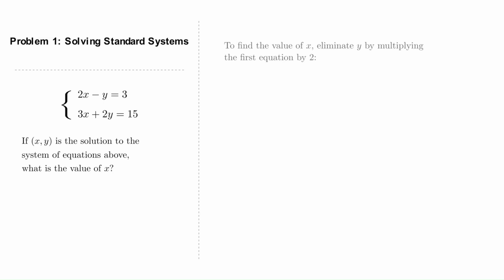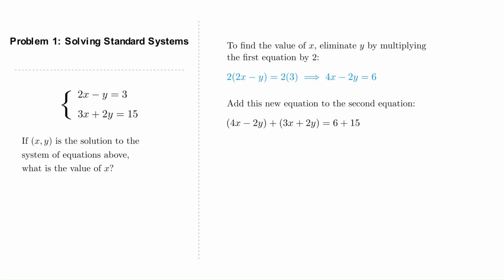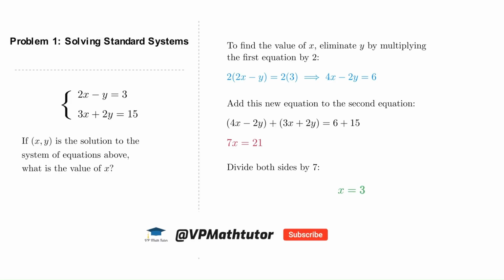If we multiply the entire first equation by 2, the y terms will become exact opposites. Now we're ready to add the two equations together. When we combine them, the negative 2y and positive 2y cancel each other out. This leaves us with 7x equals 21. Dividing both sides of the equation by 7, we find that x equals 3.